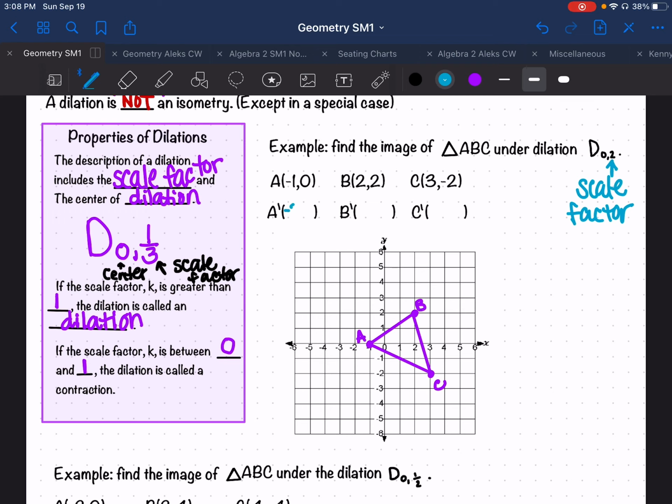-1 times 2 is -2. 0 times 2 is 0. So -2, 0. Here is A prime. 2 times 2 is 4. 2 times 2 is 4. B prime is at 4, 4. There it is. And 3 times 2 is 6. And -2 times 2 is -4. So 6, -4. There is C prime. And then we can just go ahead and connect them together to create our image. That's it, there's our dilation.